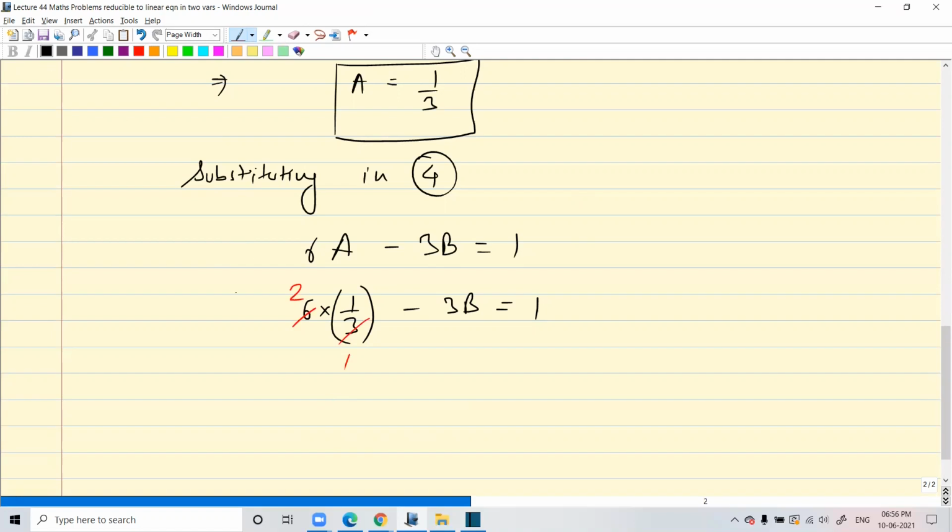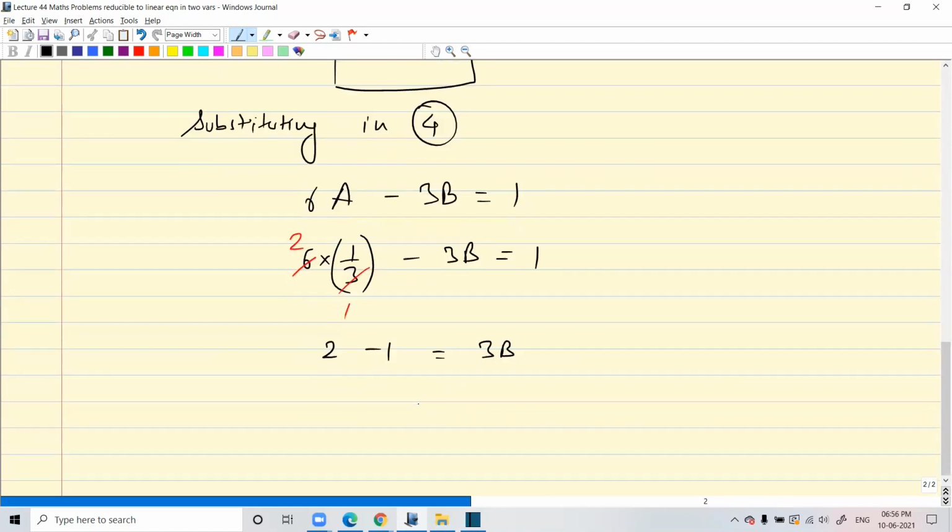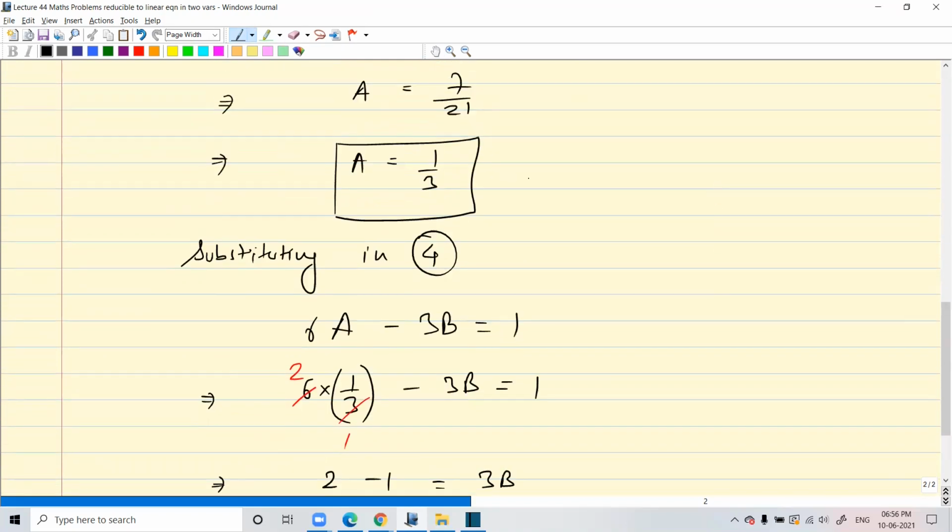So this is 2 here. I will bring 1 to this side, so it will become 2 minus 1, and send this minus 3b to the other side so that it becomes positive 3b. Okay. So 2 minus, yes. Okay. You see, up to here it is clear, right? You got a is equal to 1 by 3. Up to that is clear.